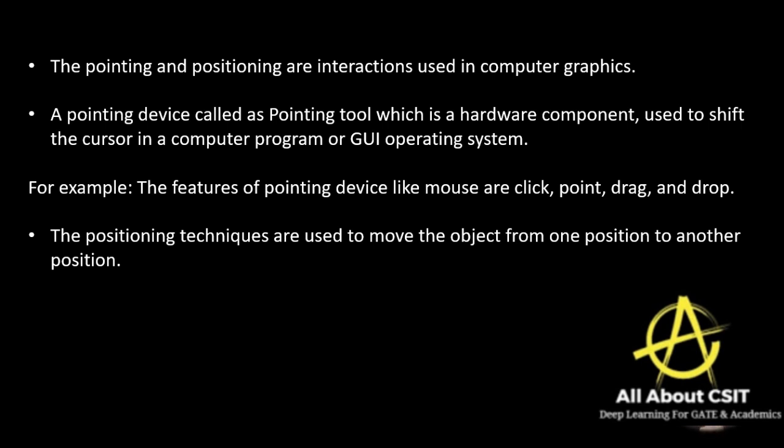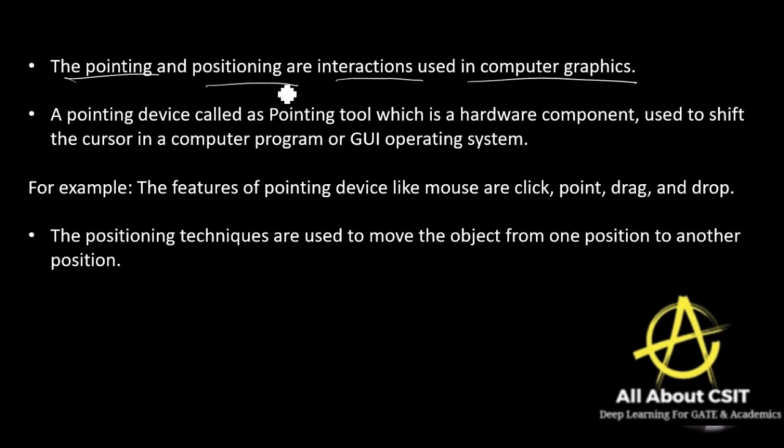So, what do you mean by this? The pointing and the positioning are interactions used in computer graphics. When they are doing some operation, you call it an interaction. It is an interaction between the user and the system. So, the pointing and the positioning are interactions used in computer graphics.